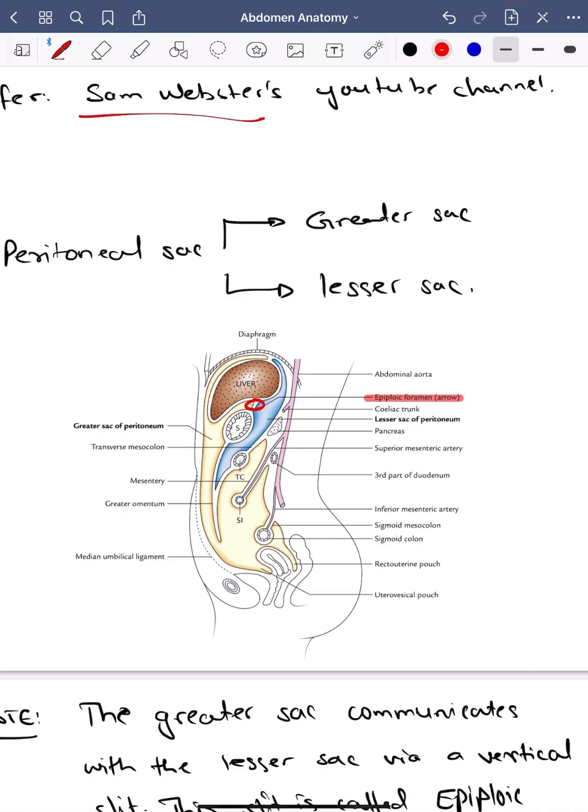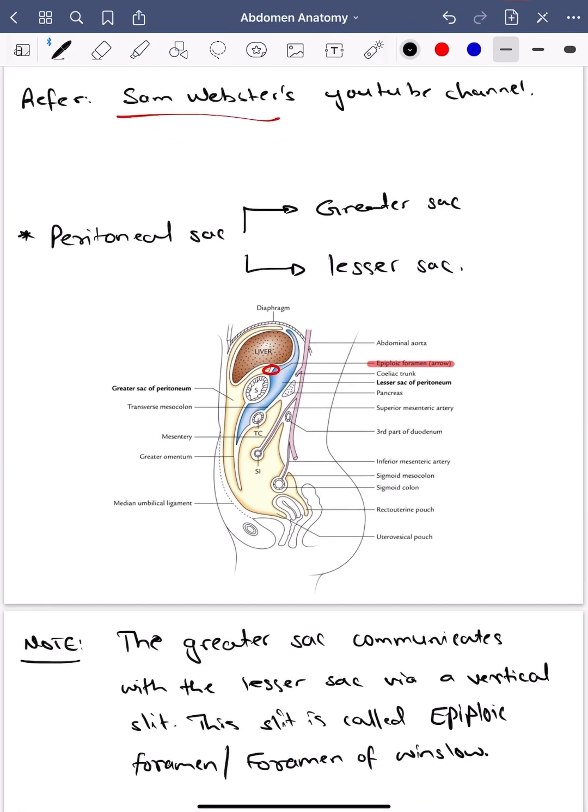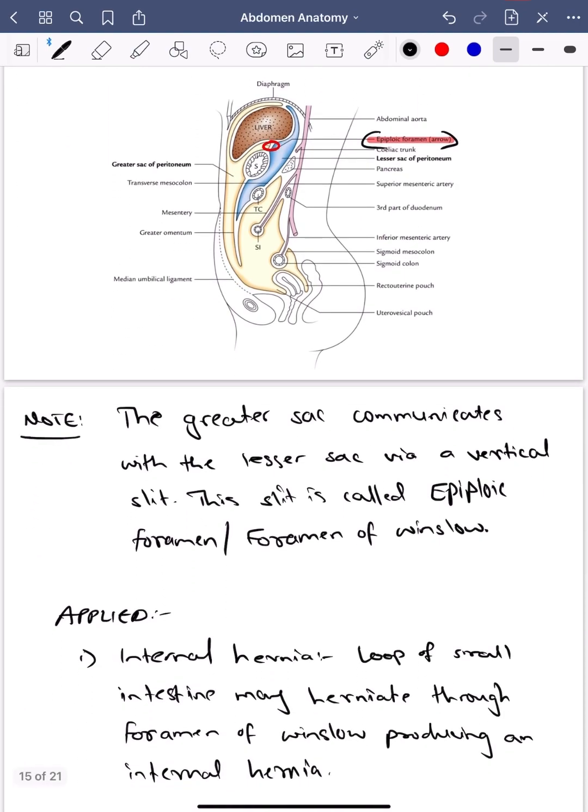Now for the exams, a commonly asked question is about the epiploic foramen. The epiploic foramen, or foramen of Winslow, is basically a connection, or a communication, between the greater sac and the lesser sac. So that is the epiploic foramen.